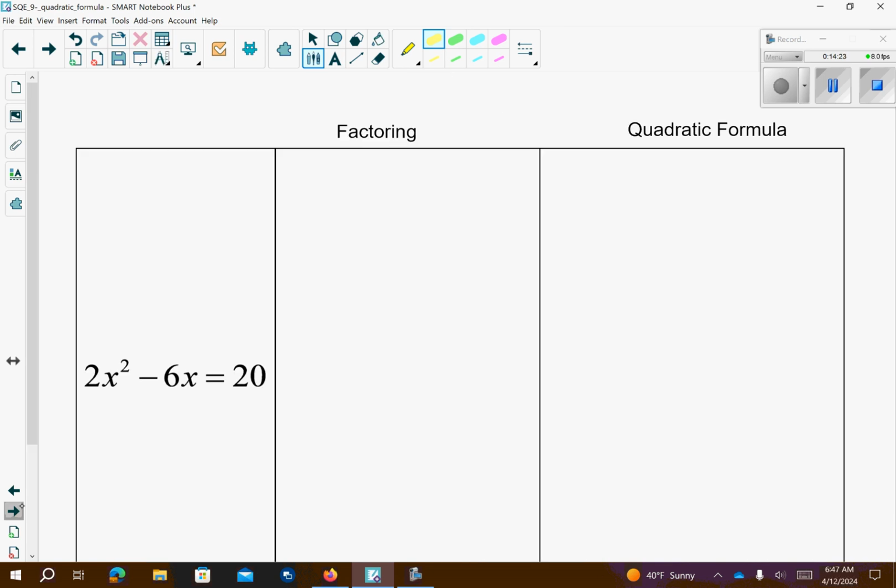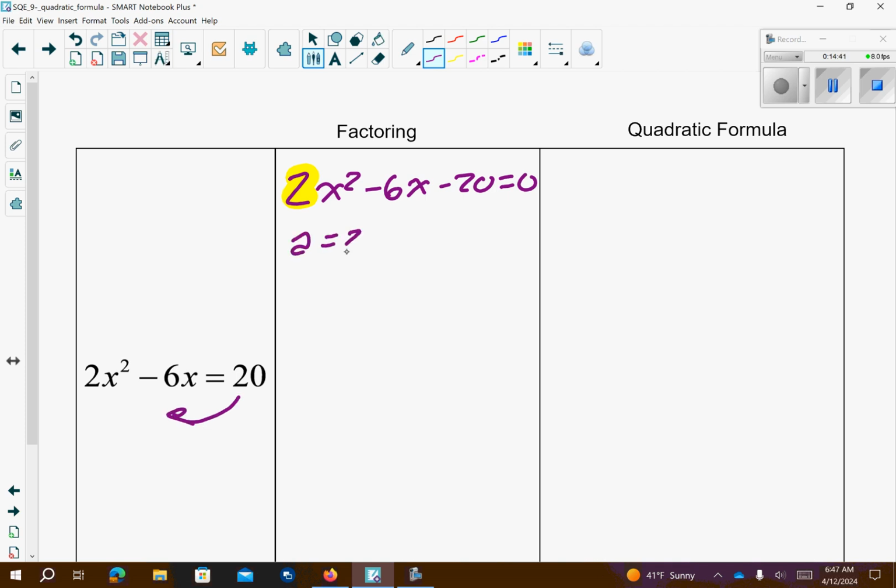Okay, this one's a little tougher to factor. Let's actually not even factor it. So I'm going to subtract the 20 to make it look like this. Okay, it's now equal to 0, so I just move this over. Now I'm not even going to try and factor this. I know my a value is 2, my b value is -6, my c value is -20.